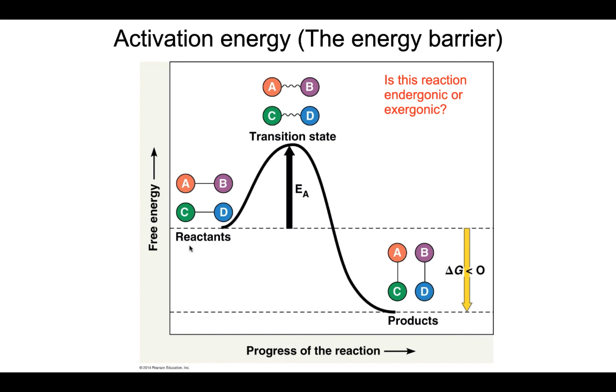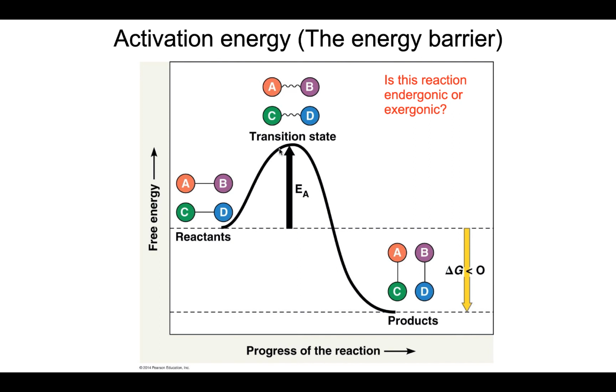And the difference between the energy of the transition state and the energy of the reactants is called the activation energy. So again, the activation energy is the energy necessary to convert the reactants into their transition state. All right, so this bump right here, that is the activation energy, EA. And so before we can get these reactants to turn into products, we have to overcome this hump. We have to invest energy.